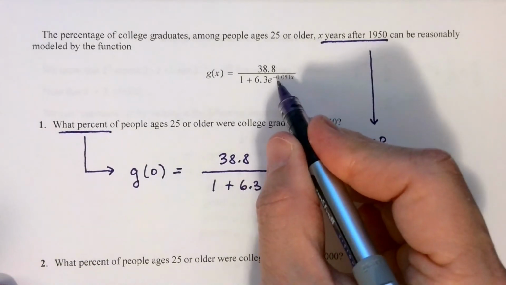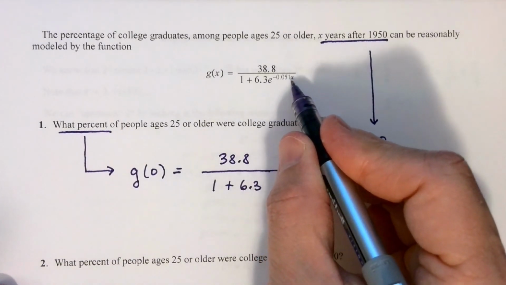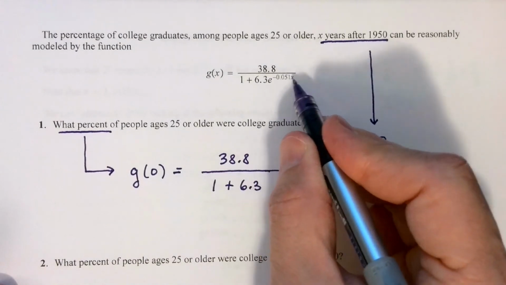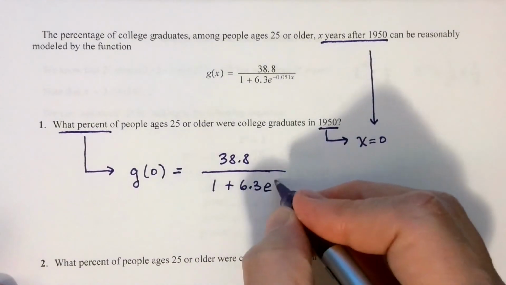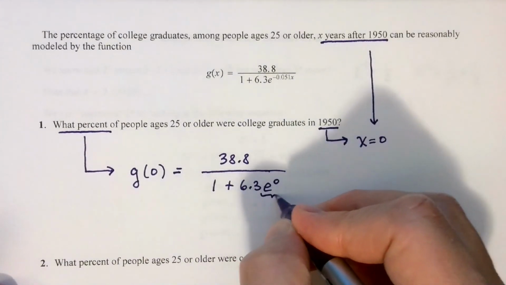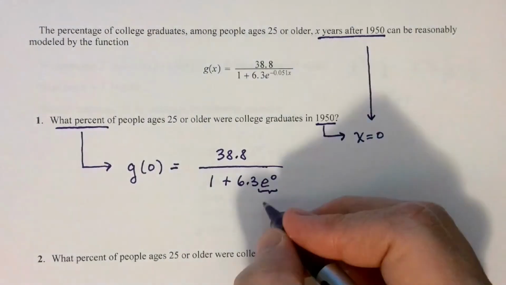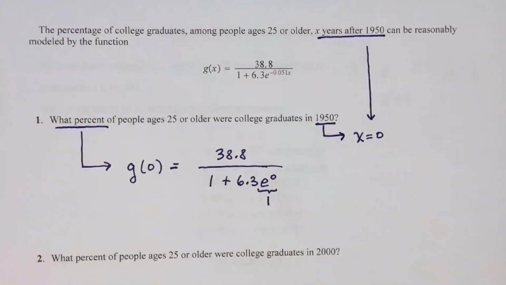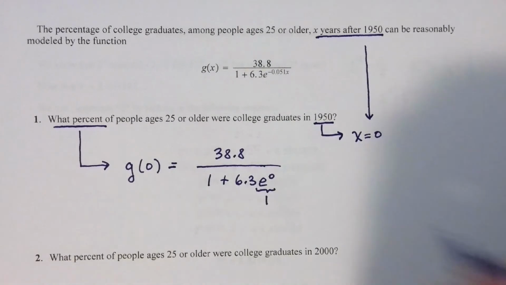This is negative 0.051 times x, but x is 0. 0 times anything is 0. I just get e to the 0 power. What is e to the 0 power equal to? e to the 0 power is 1, not 0. Remember, e to the 0 power is 1.